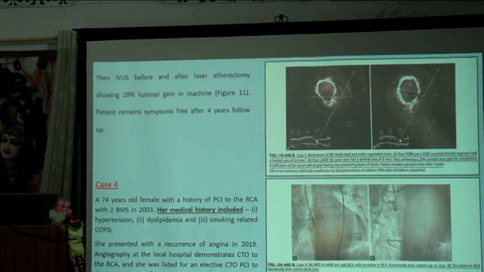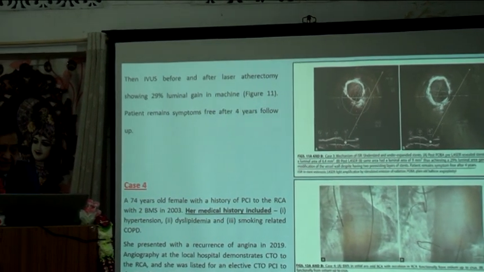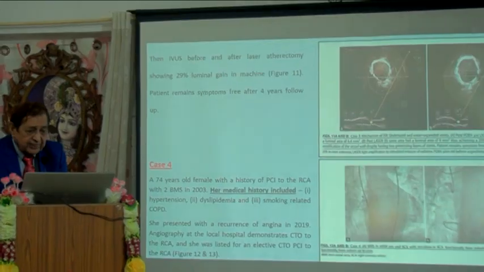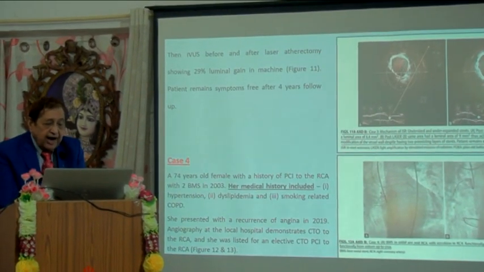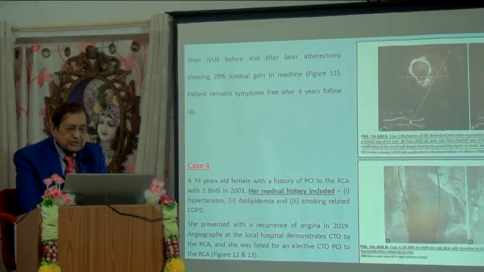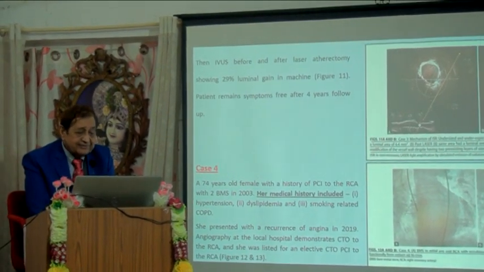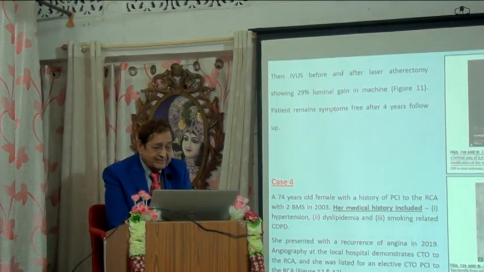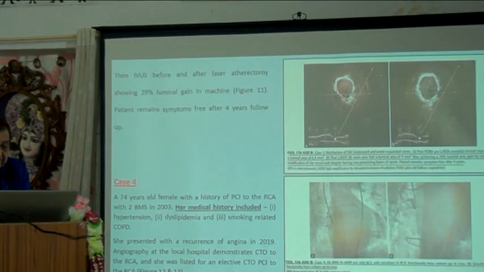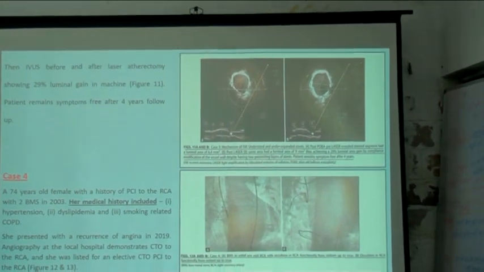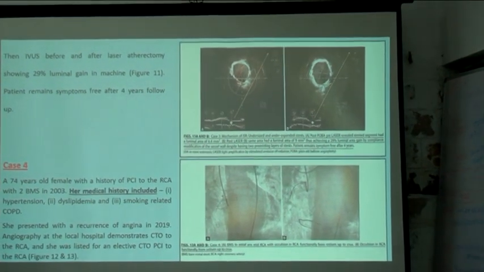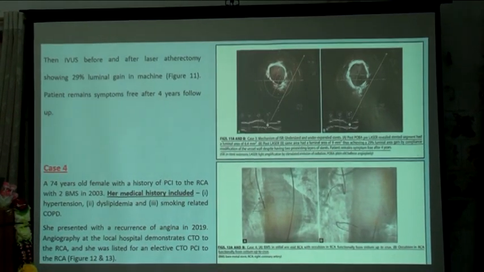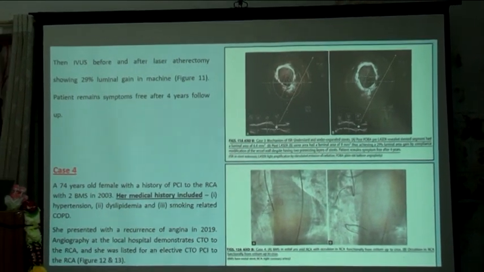A 74-year-old female with a history of PCI to the RCA with 2 bare metal stents in 2003. Her medical history included hypertension, dyslipidemia, and smoking-related COPD. She presented with a recurrence of angina in 2019. Angiography at the local hospital demonstrated CTO, chronic total obstruction, of the RCA, and she was listed for an elective CTO PCI to the RCA.